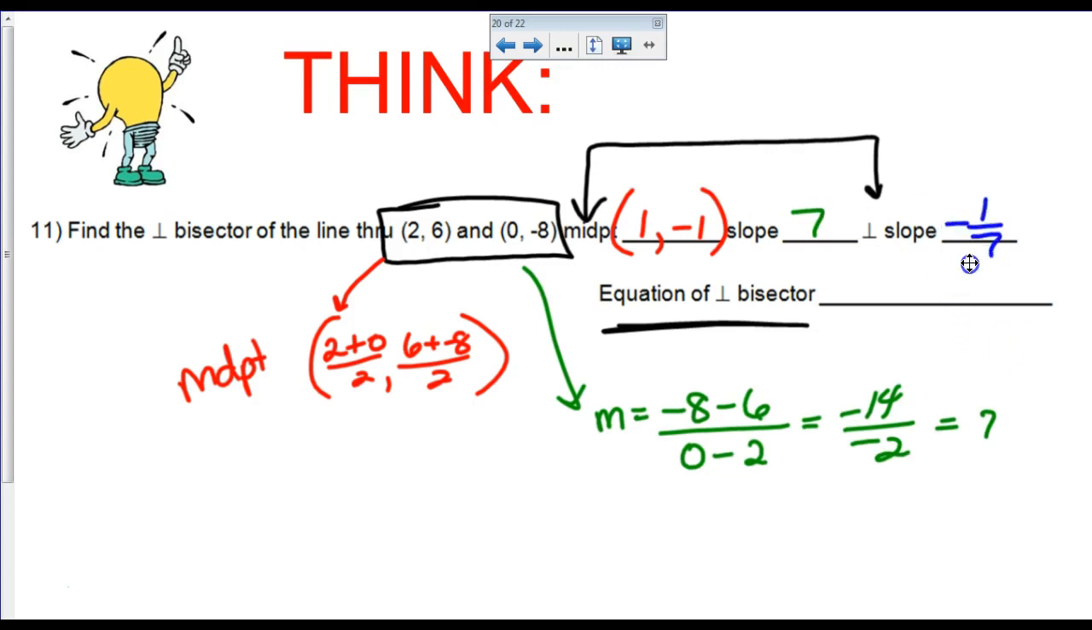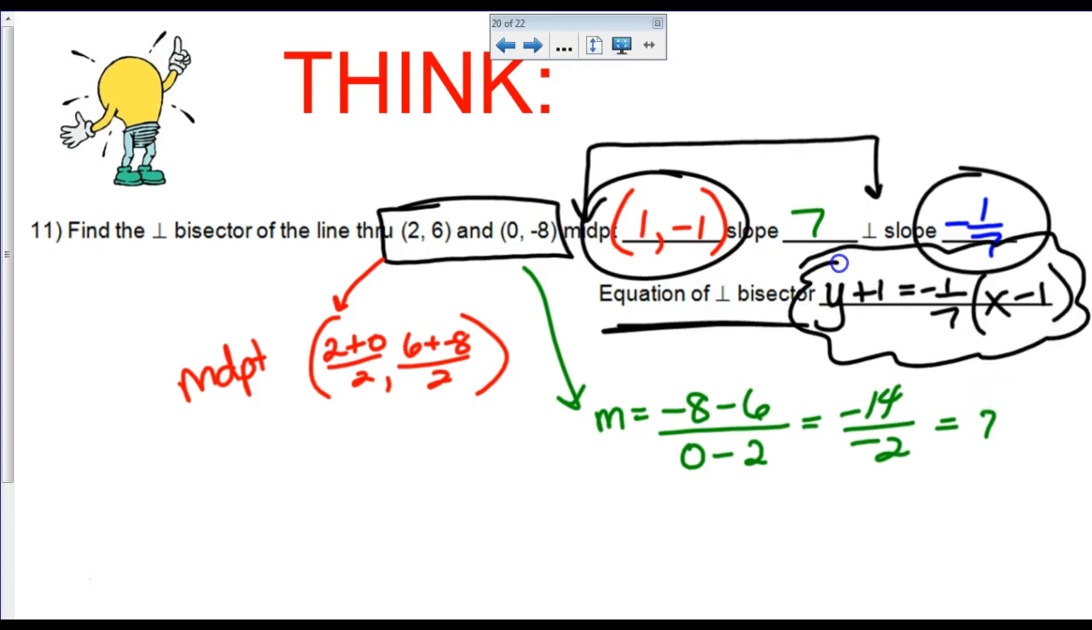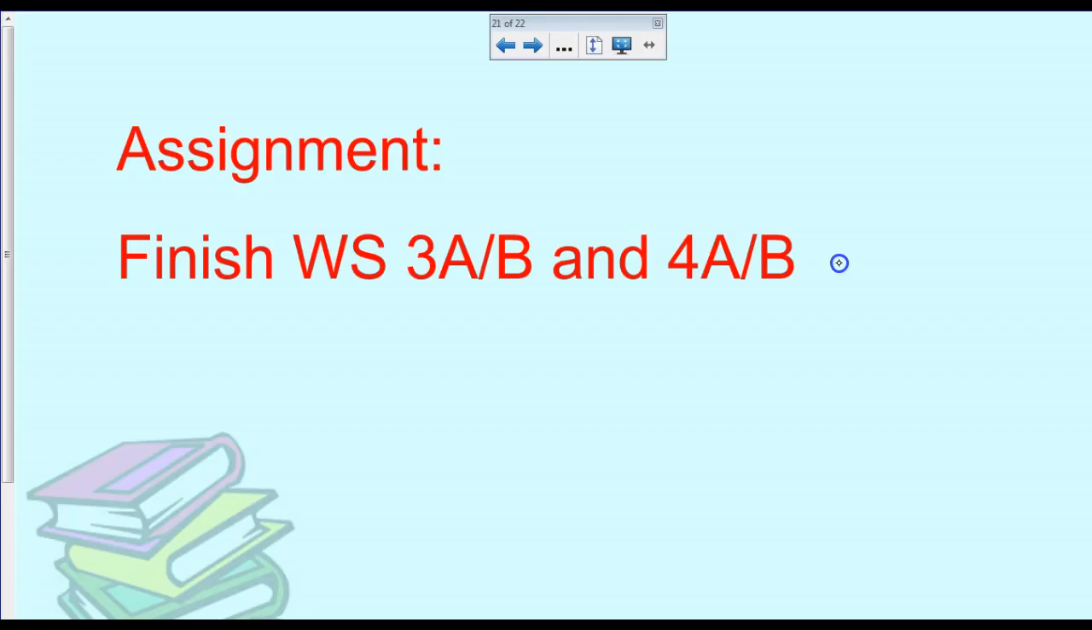Whew, fun times. Okay, perpendicular bisector equation. Use this point, use this slope, and leave it in point slope form. So y minus the y coordinate will actually be y plus 1 equals -1/7, and then x minus the x coordinate. Woo-hoo. All right, it was a fun trip down memory lane for everyone, wasn't it?